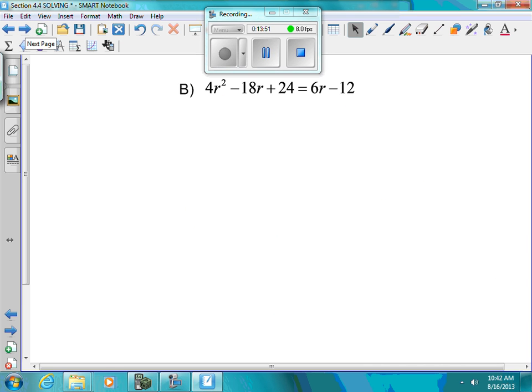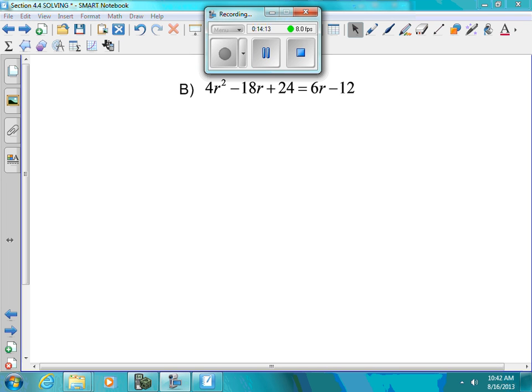What if we get a problem like this? 4r squared minus 18r plus 24 equals 6r minus 12. Let's think about that one for a minute. What would you do? Well, as I mentioned earlier, you have to have the equations set equal to 0. Nothing equals 0 in this one. So we have to manipulate the equation.